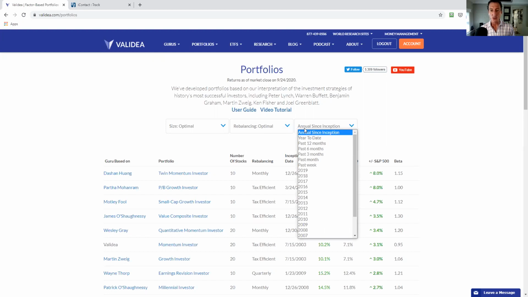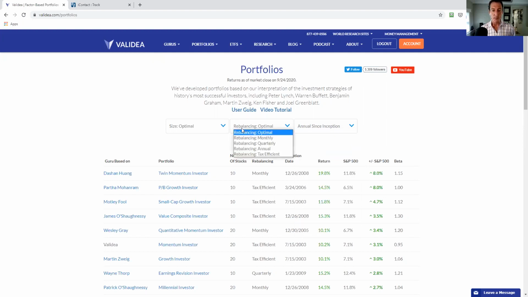And then we also have this drop-down chart, which allows you to go all the way back to when we first started tracking these portfolios, in any given year, and also on trailing time periods, to see how these strategies have performed. But let's just talk about what we mean by rebalancing for a second. When we're talking monthly, quarterly, or annual rebalancing, we're talking about those specific portfolios being rebalanced either on a monthly basis, a quarterly basis, or an annual basis.